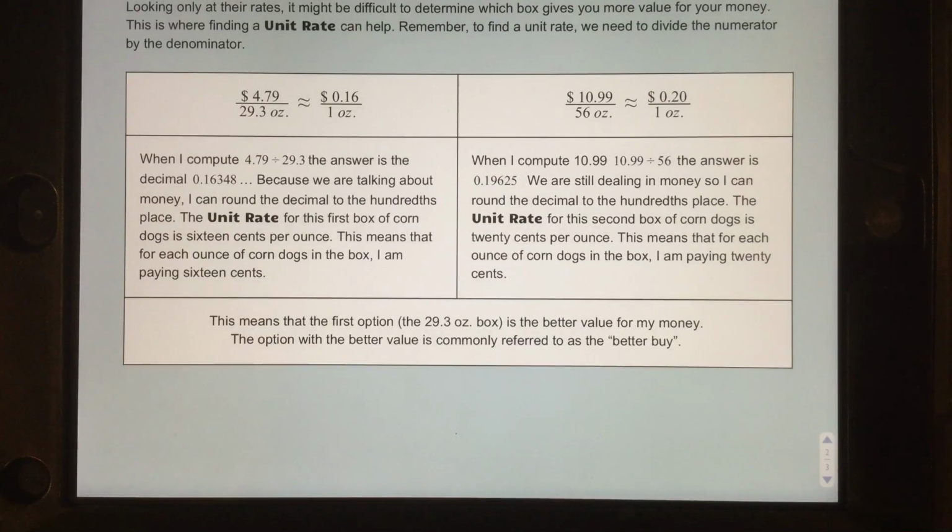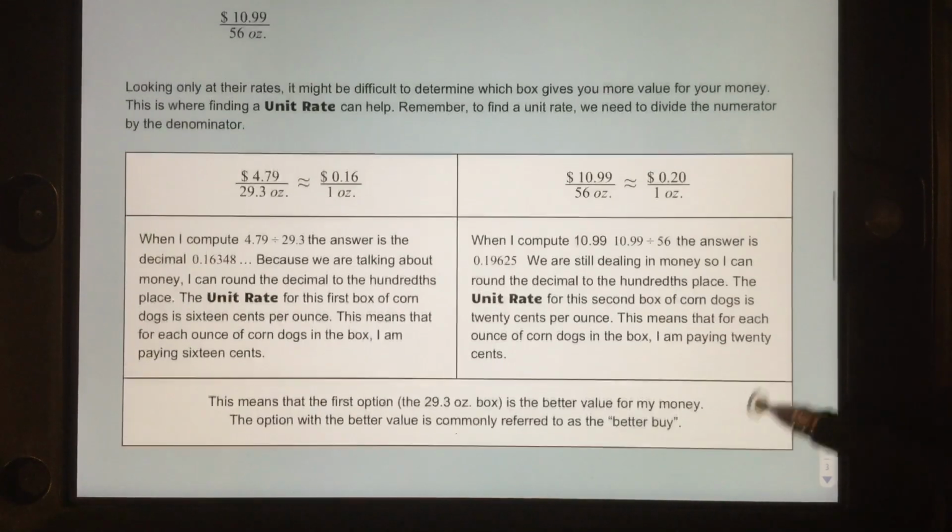I'm going to get more corn dog for the same amount of money, or if you're looking at it per ounce, you're paying less for the same amount of corn dogs. This option of the better value is commonly referred to as the better buy. So you're going to see that on assignments, not only that I might give you, or on tests that we might have in our class. You're going to see that on Forward Exam and MAP tests and Freckle and ST Math. That's a common math phrase, the better buy. Which one is the better buy? It means which one would give you more for your money, or if you bought the same amount, which one would cost less.